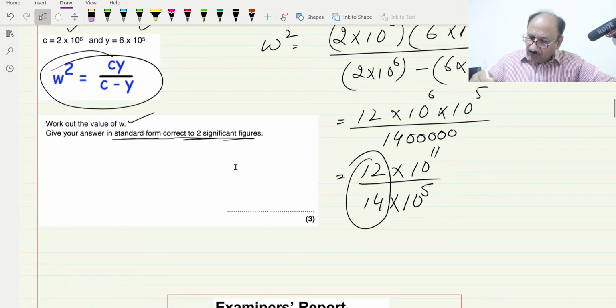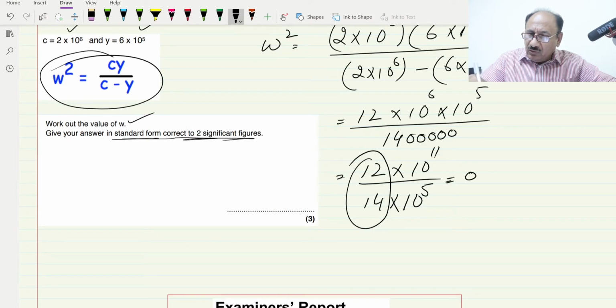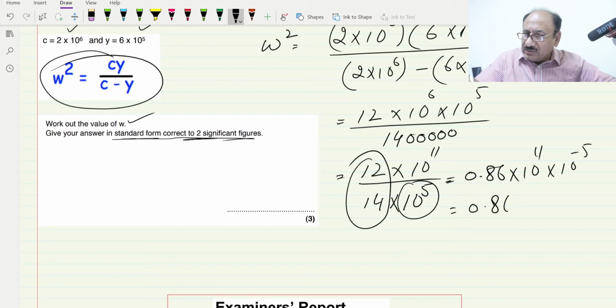So I will solve by the help of calculator. 12 divided by 14 is equal to 0.86. So we can write 0.86 into 10 raised to 11, and this one I will shift as numerator, so 10 raised to minus 5. Now we can write 0.86 into, we will simplify these two, and this will be 10 raised to 6.